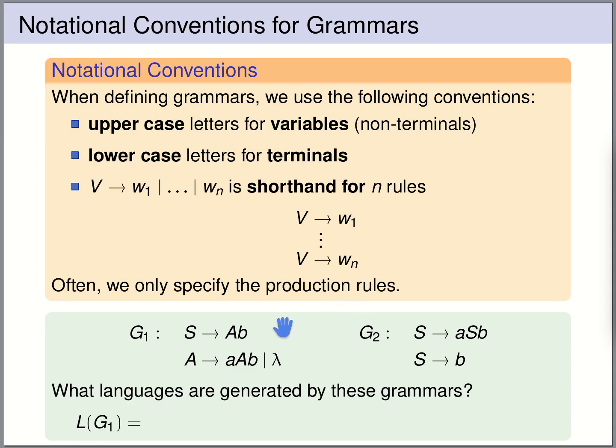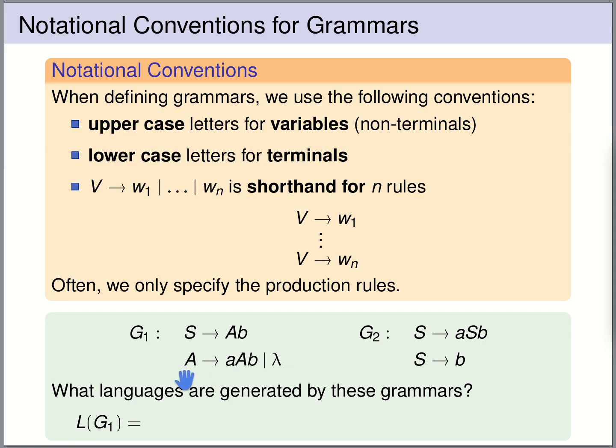So this abbreviates 2 rules with the left-hand side A. If we do not specify what's the starting variable of such a grammar, then implicitly the starting variable is S. And if we want to deviate from this, then we have to explicitly say what our starting variable is. Now let's have a look at these 2 grammars.